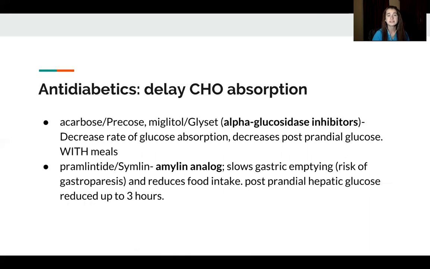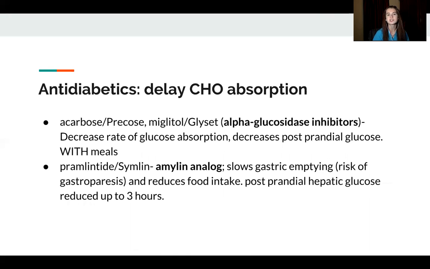Finally, antidiabetics can delay carb absorption. So these are acarbose, Precose, and miglitol or Glyset. These are alpha glucosidase inhibitors. They decrease the rate of glucose absorption and decrease the postprandial glucose. These can be given with meals.